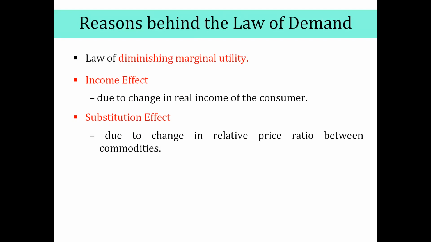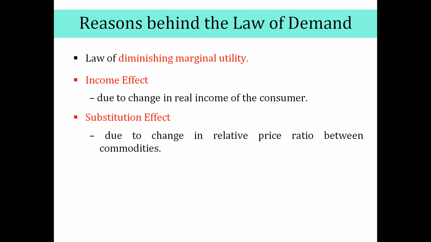On the other hand, when the price of the commodity decreases, keeping money income of the consumer constant, the purchasing capacity of the consumer will increase, leading to more purchasing capacity for the commodity. So when the price of the commodity decreases, the purchasing capacity of the consumer increases and demand for the commodity will increase. On the other hand, when the price of the commodity increases, it leads to a decrease in the purchasing capacity of the consumer, leading to lower demand for the commodity.